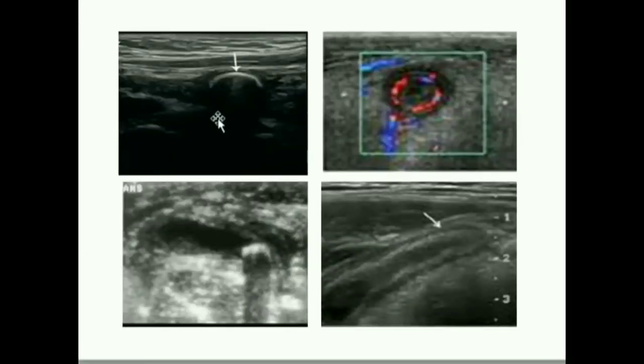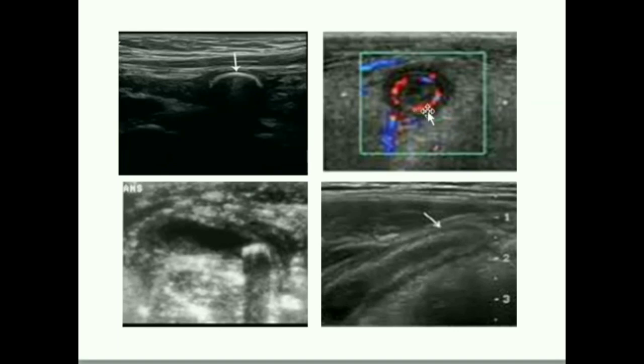In this image, we see that there is a calculus lying in the lumen of the appendix. This is also an appendix blocked due to the presence of the stone, with a thickened, inflamed wall. This is the typical presentation of a blind-ended tubular structure surrounded by a thin layer of fluid.